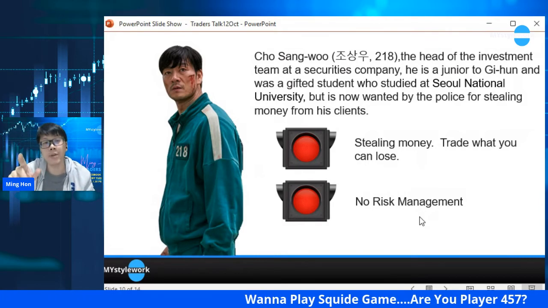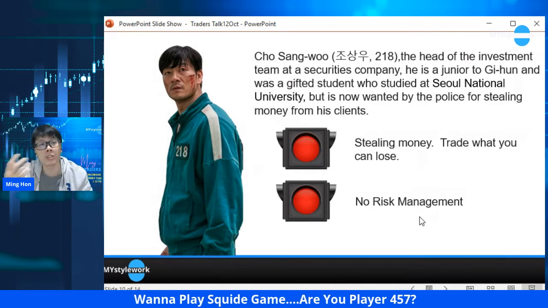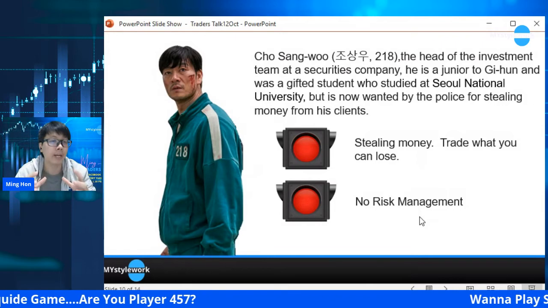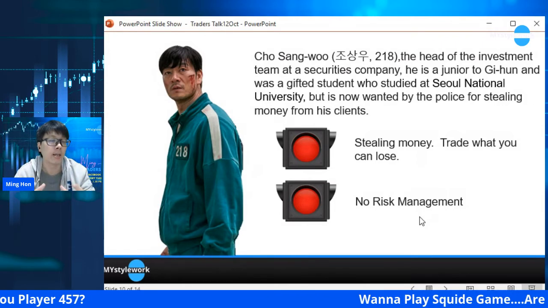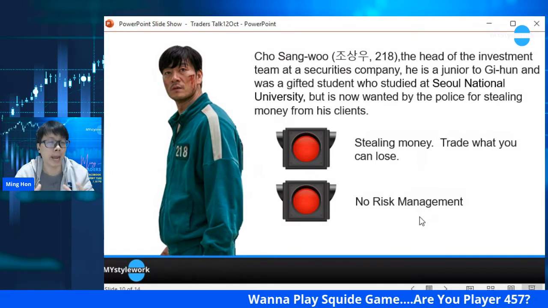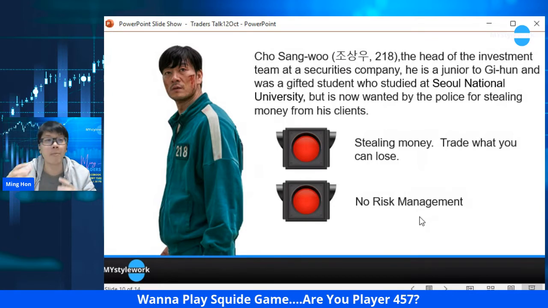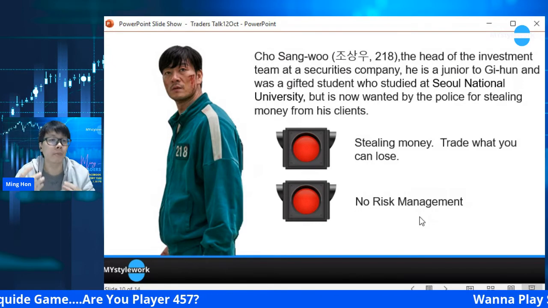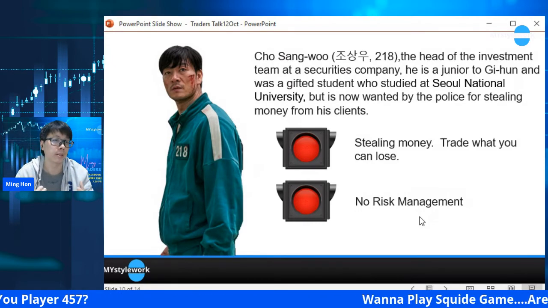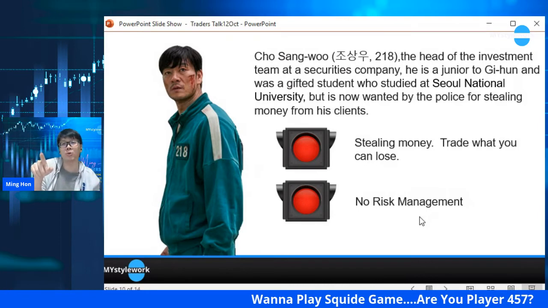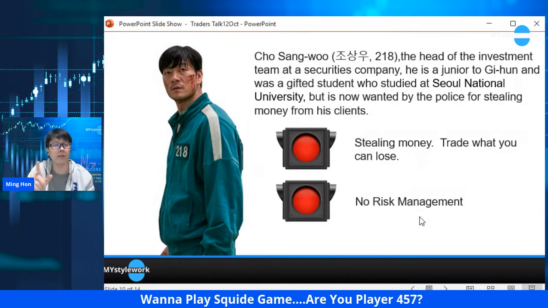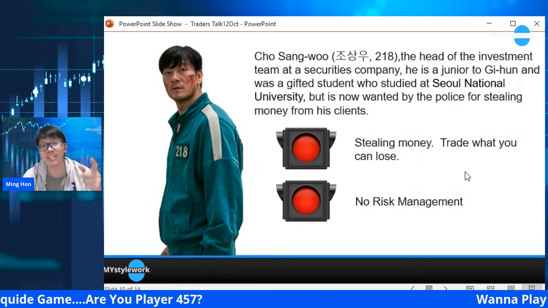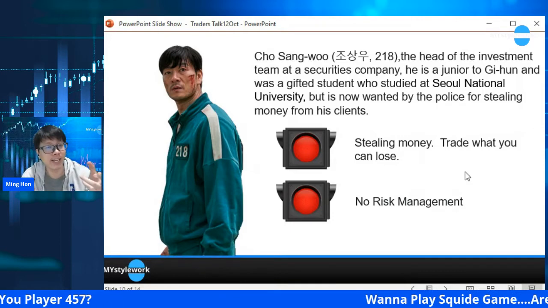The same reason why this Changwoo lost all the money he embezzled from the client is he bet very big on one or few trades, and when he lost, he lost big time. In fact, he lost even more than what he had because he continued to borrow more. Yeah, so this is a trader with no risk management. Not that smart, although he went to Seoul National University. Not that smart. So traders, first thing is trade what you can lose. Second thing is risk manage.